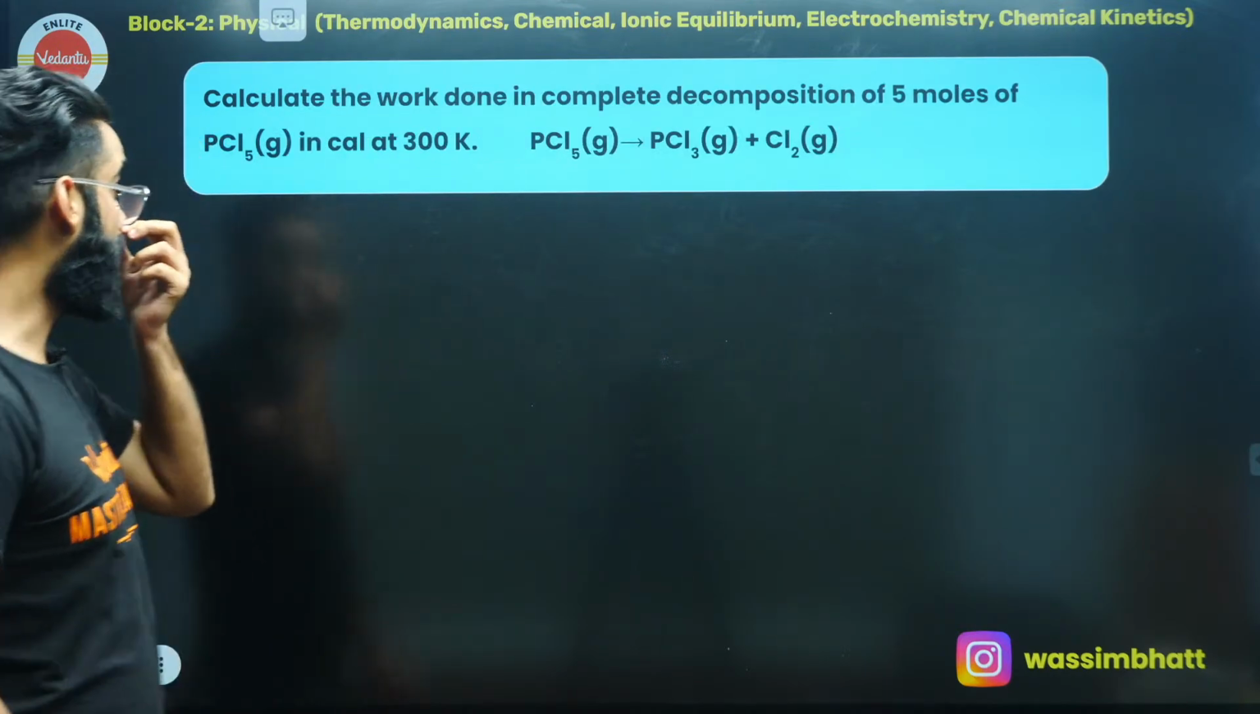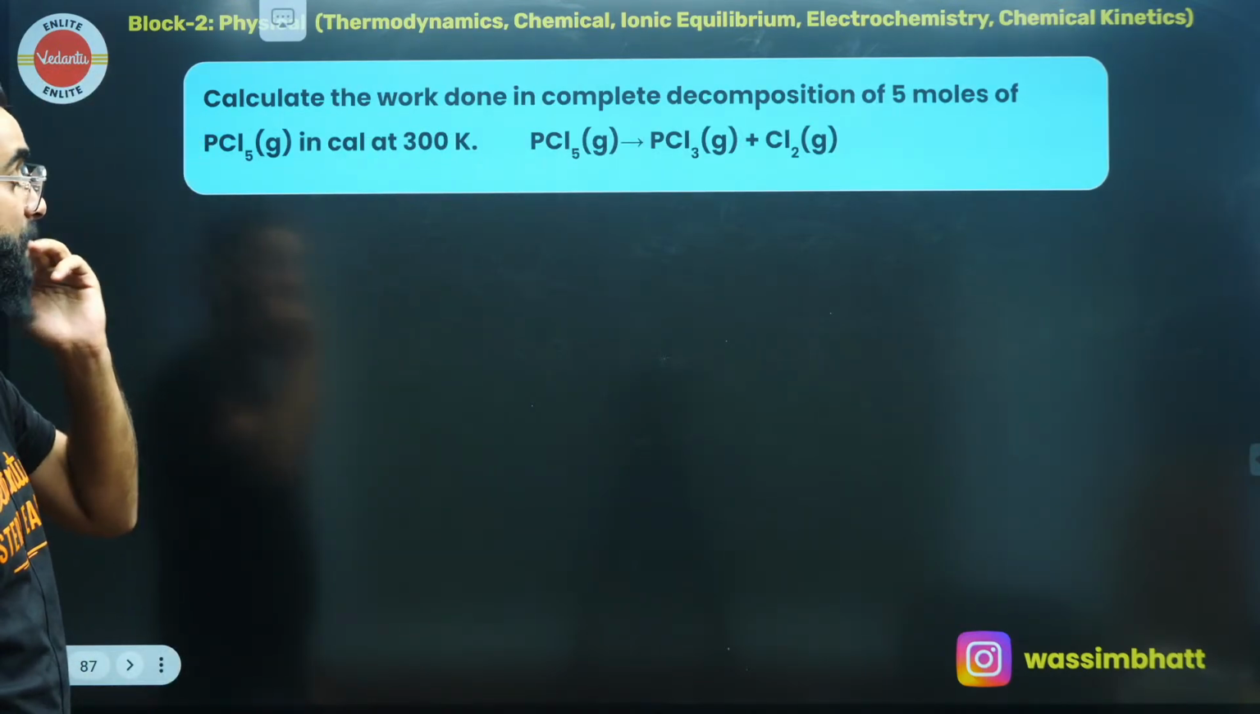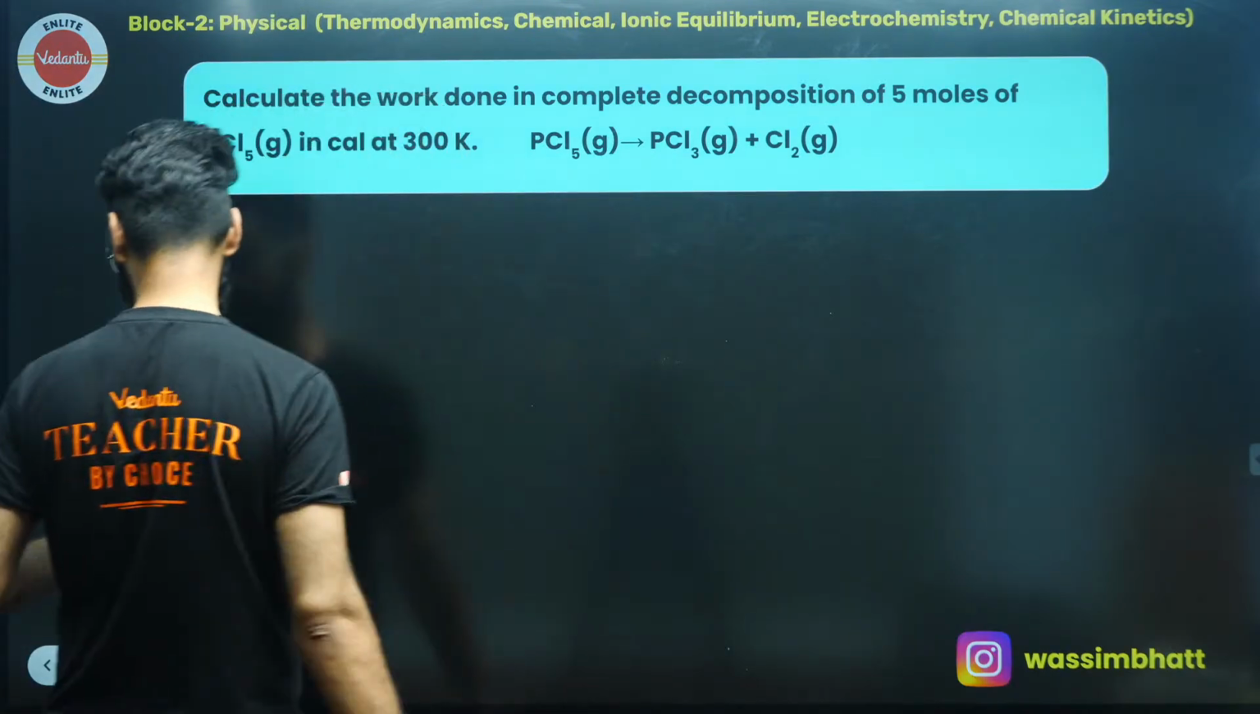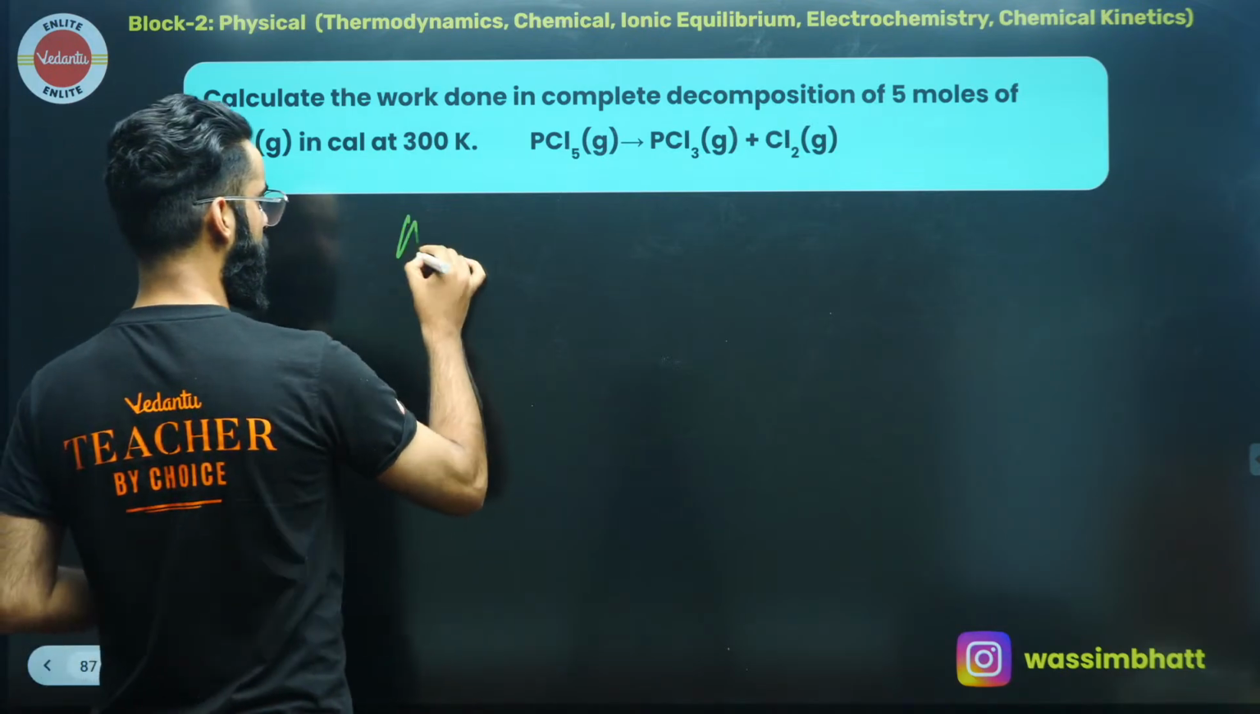Okay. Calculate the work done in complete decomposition of 5 moles of PCl5. So basically, you are decomposing 5 moles of PCl5. You need to calculate work done. I'm sure you know this particular formula.